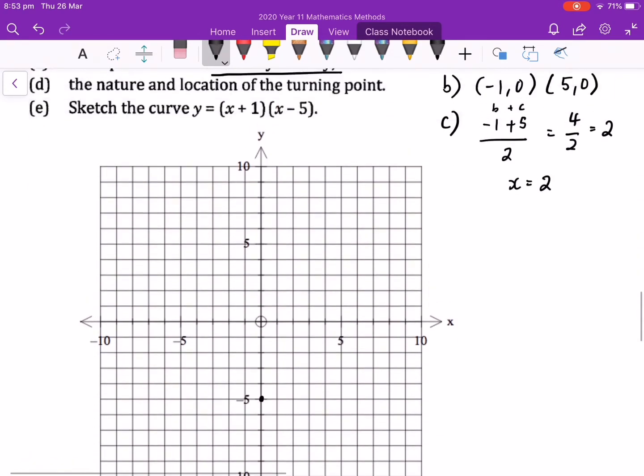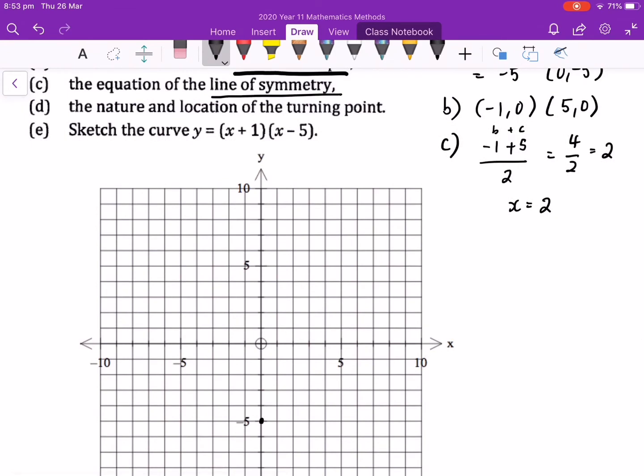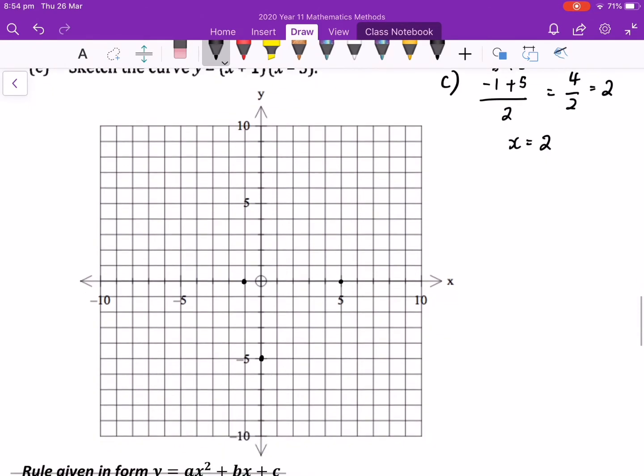Oh, I need to graph my roots. I'm going to graph these roots here to help me out. So I'm going to have negative 1, 0, and I'm going to have 5, 0. And let's put in my axis of symmetry. I'm going to use a ruler to do that. So I'm going to just plot that in. Whoops, very terrible dotted line, but nonetheless. So I'm going to write that in there.